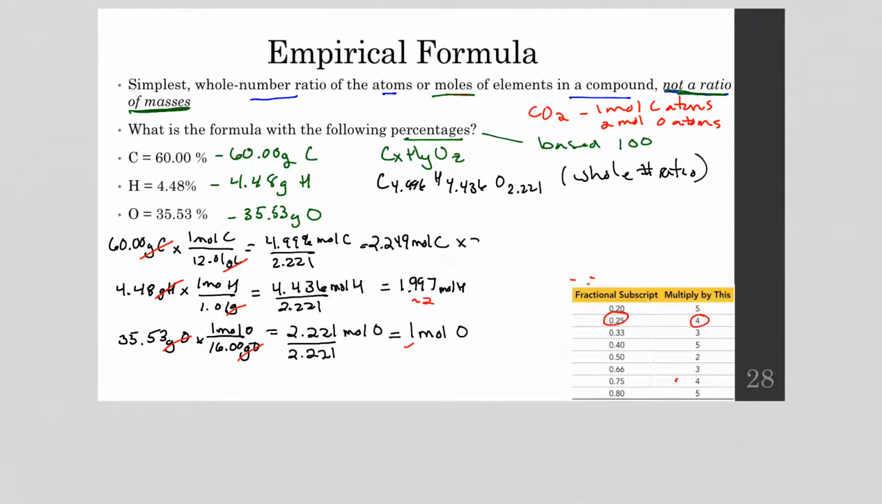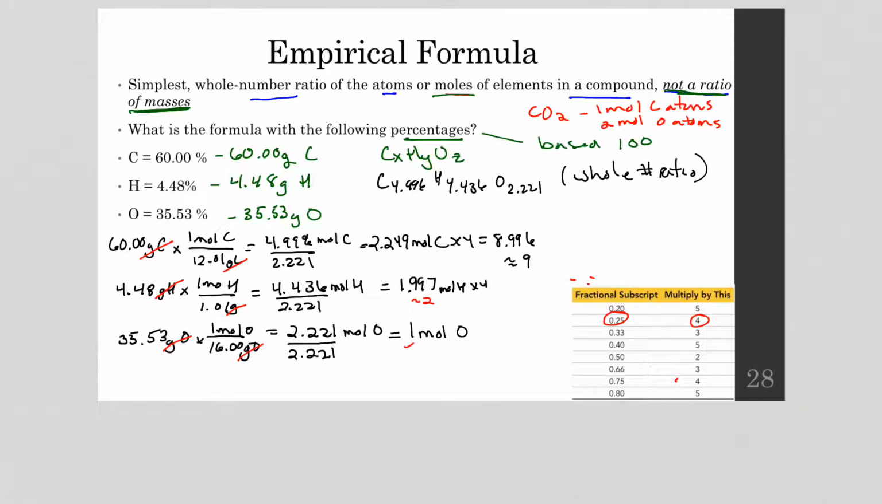So if we multiply this by 4, what does this become? It becomes 8.996, or approximately 9. Now, of course, I can't just do it here, right? I have to do it to everything, otherwise I don't maintain my ratio. So whatever we do to one thing, we have to do it to everything. We divided them all by the smallest. We have to multiply them all by 4 here.